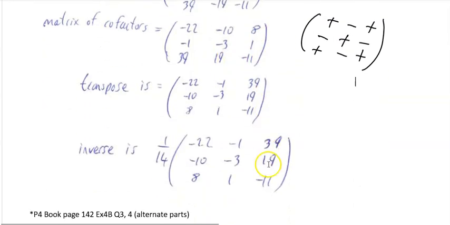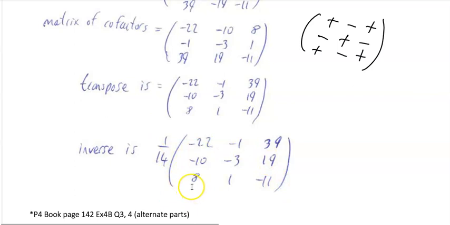Okay. Next step is to transpose. That means the rows change to the columns. The first row was minus 22, minus 10, 8, and that now becomes the first column, minus 22, minus 10, 8. The second row was minus 1, minus 3, 1. That becomes the second column, minus 1, minus 3, 1. And the last row was 39, 19, and minus 11. So 39, 19, minus 11. Done. And your last step then was divide by the determinant. Our determinant we worked out to be 14. So 1 over 14 upon this thing would be the inverse.